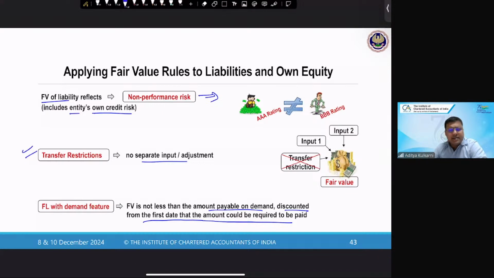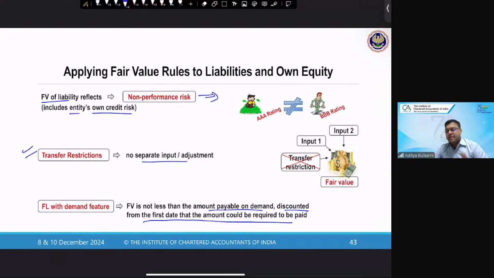Nowadays the CIBIL rating is reaching 1000, right? Yes, the maximum score is 1000. They normally give you something like 790 to 800 range. So you will have to factor it in your fair valuation when you are fair valuing your liability.